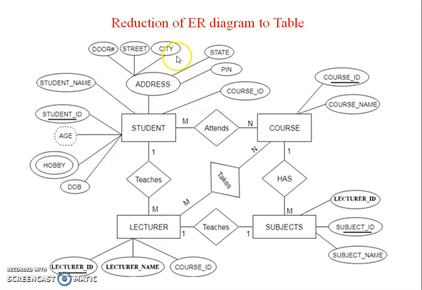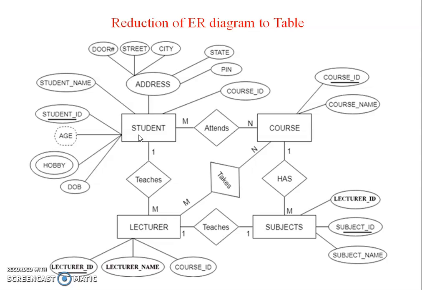Now we discuss reduction of ER diagram into tables. The database can be represented using the notation, and this notation can be reduced to a collection of tables. In the database, every entity set or relationship set can be represented in a tabular format. Now we discuss how to convert the ER diagram into tabular format. So an entity type becomes a table. It means that in the given ER diagram, lecture, student, subject and course form individual tables.